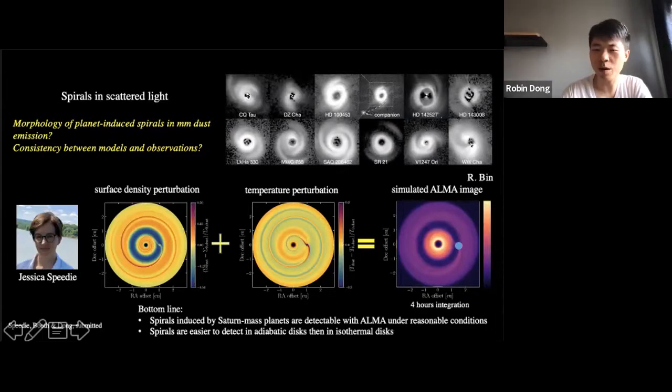What she found is that spirals induced by roughly Saturn-mass planets are detectable using ALMA under reasonable conditions, a few hours of integration time. And spiral arms are easier to detect in adiabatic disks than in isothermal disks, as the detectability is boosted by the enhanced temperature in the adiabatic disks. So she's right now trying to compare theoretical predictions with observations of those disks that have been claimed to have planets, and to see whether the theory agrees with the observations.